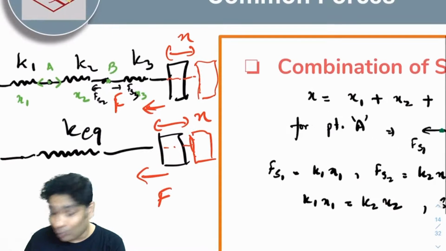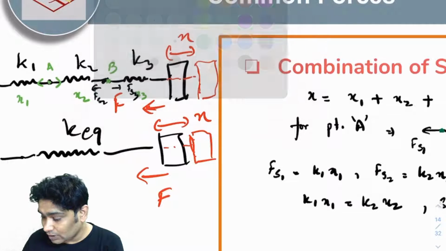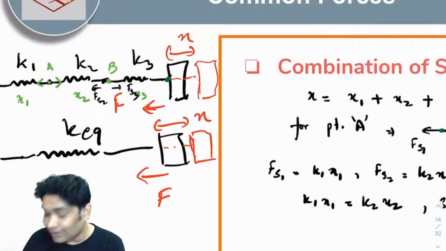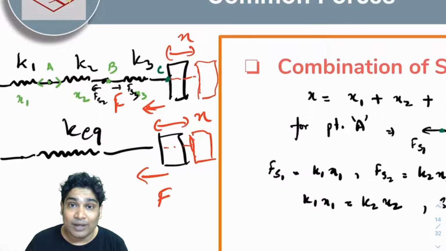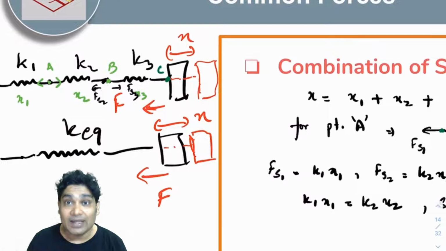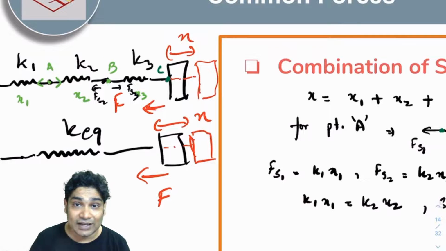Now let's talk about point C also. Point C is the point that is connected to the block. Let's call this point C. So again, point C would feel a force of K3 x3 because it is connected to the third spring, and this force is F. This is the force F that the block is feeling.